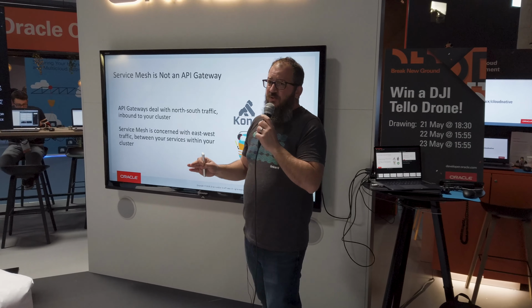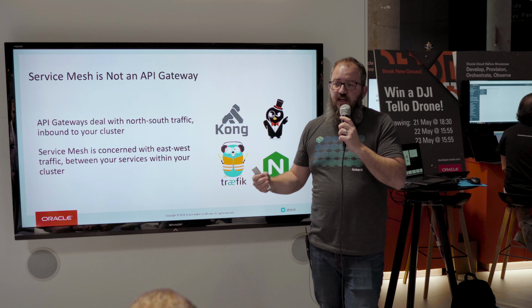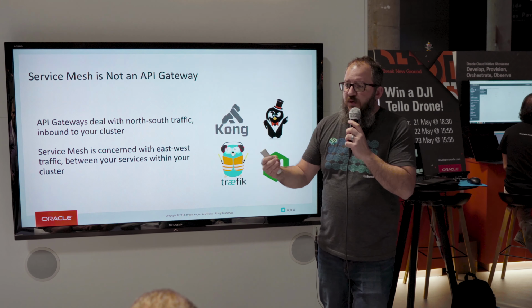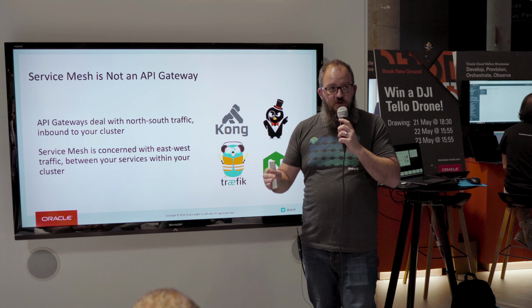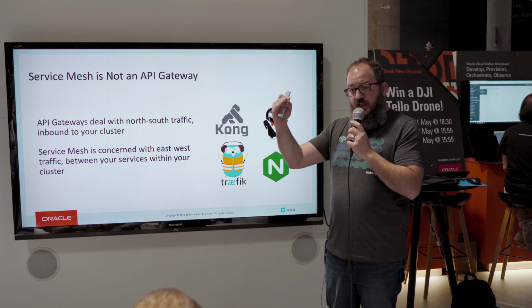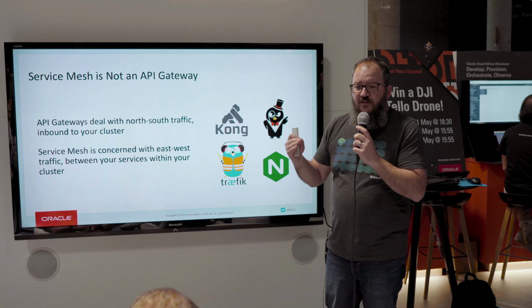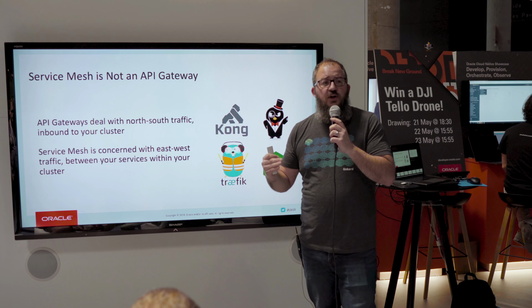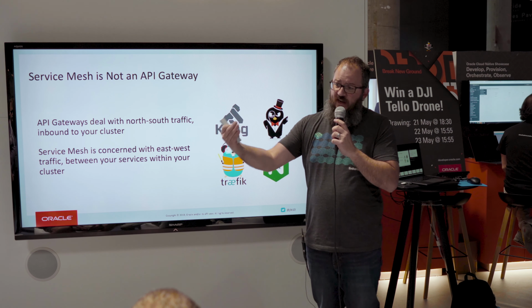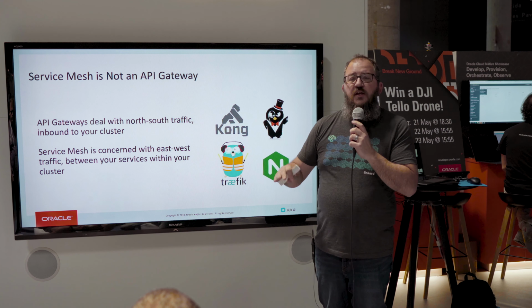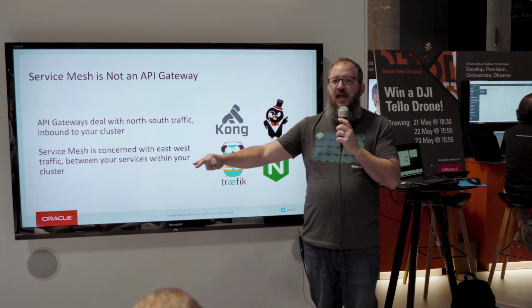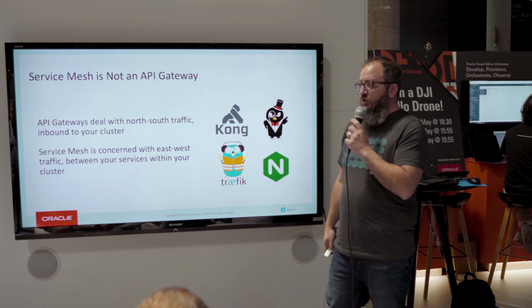One thing I like to describe to people coming new to this: what's the difference between an API gateway and a service mesh? They are different things. They are at different levels in the architecture. Effectively, an API gateway is concerned with your north-south traffic, your traffic coming into your cluster. Service meshes are concerned with east-west traffic, the traffic between your services. So when you have two services behind an ingress, how they communicate is where the service mesh comes in.